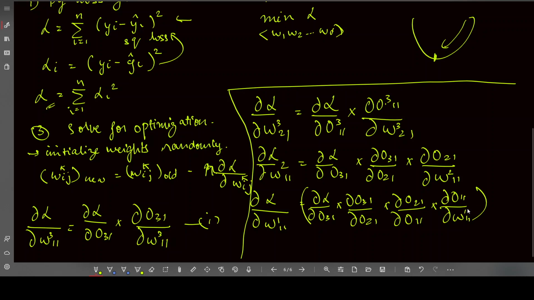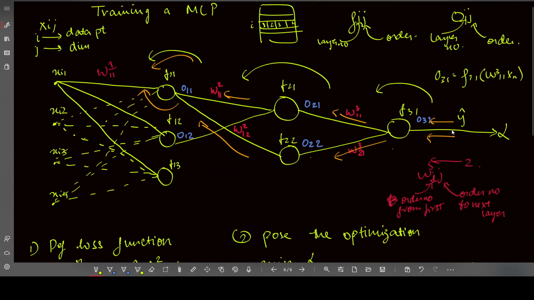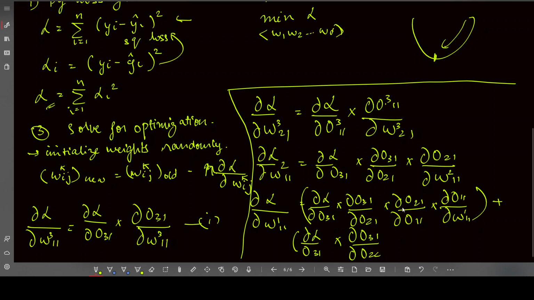I have this. I add to this ∂L by ∂O31 into ∂O31 upon ∂O22, right? This. Now ∂O22 to ∂O11 into ∂O11 upon ∂W111. Okay, this is actually my ∂L by ∂W11. Correct?